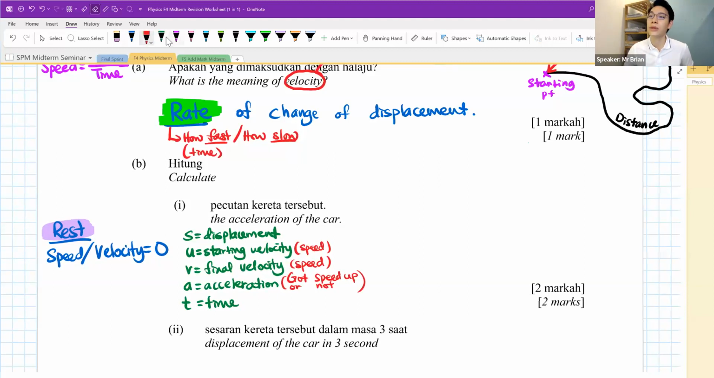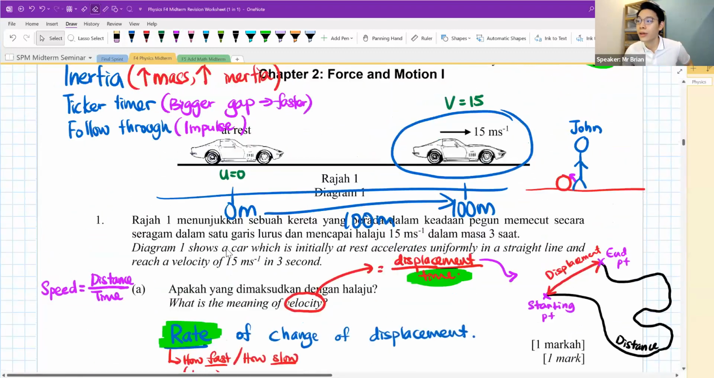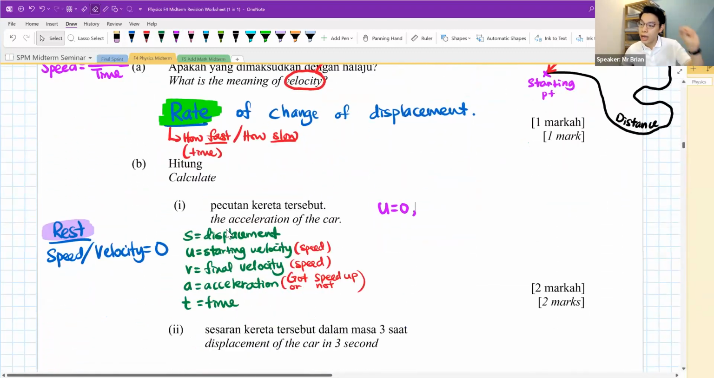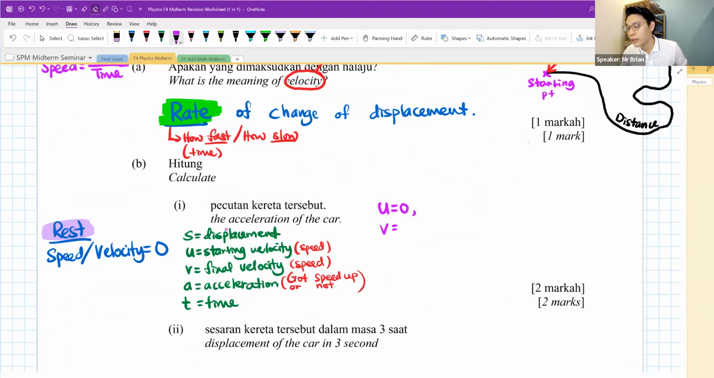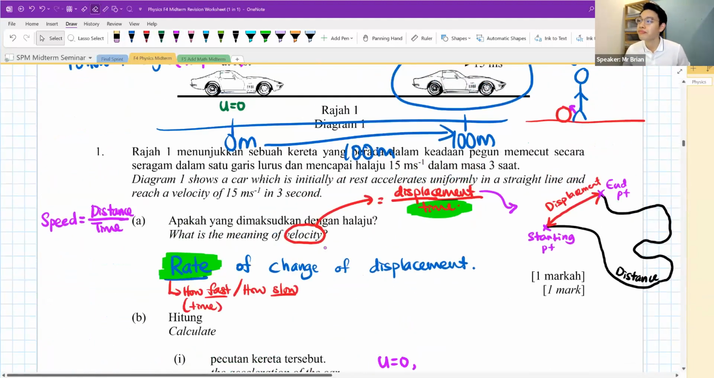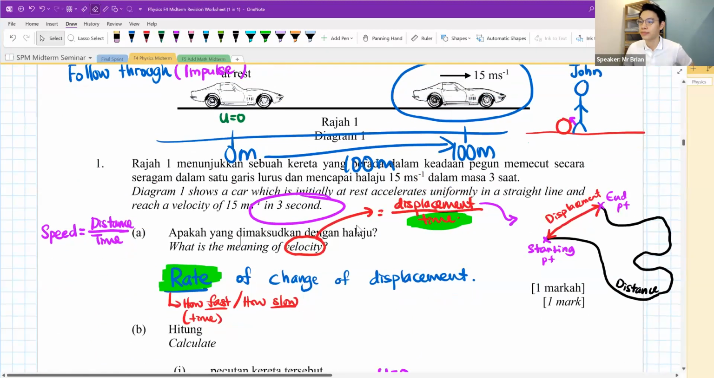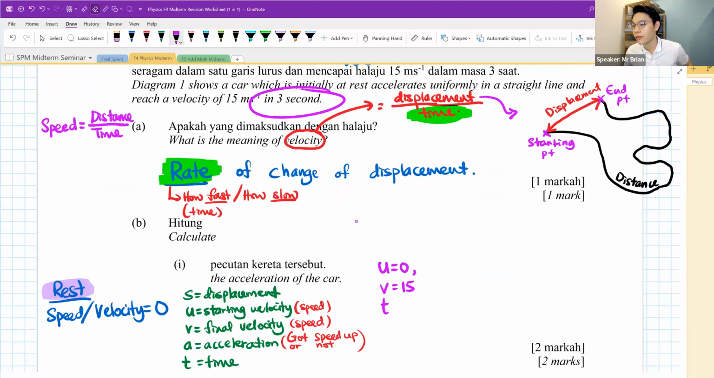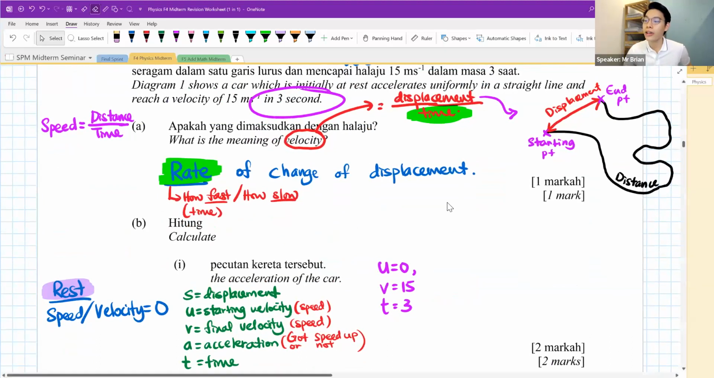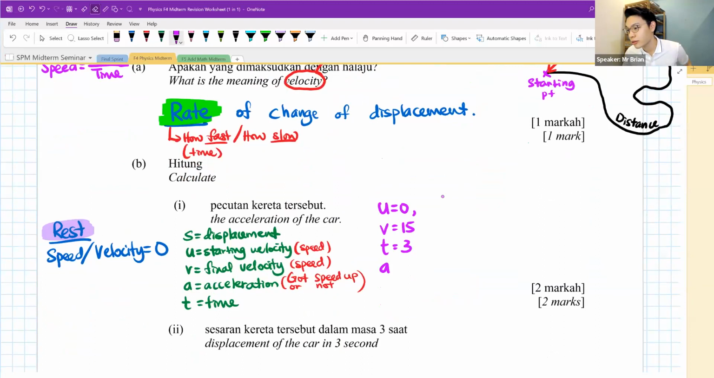Okay, whether you got speed up or not. So we have, I'm going to write down a few things. The starting velocity, just now you all told me resting means 0. We also have what info? The final velocity. So the car will travel until it reaches 15. And then 3 seconds. Okay, in 3 seconds. So the time is 3. They say calculate the acceleration.